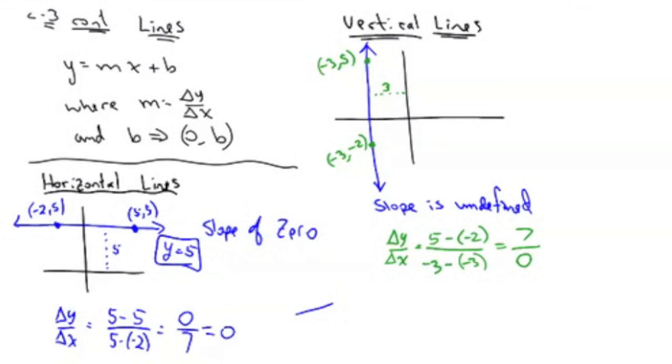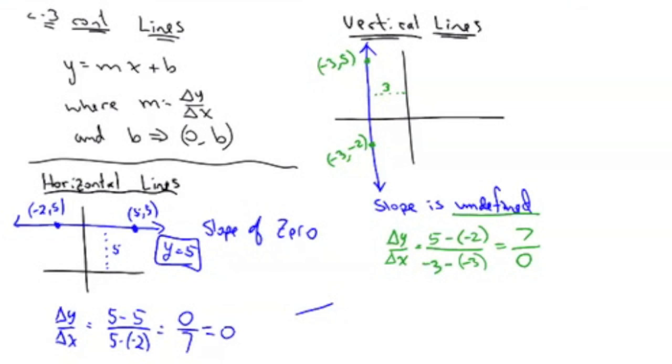No solution. It's undefined. No solution is also no real number associated with it. But it's better just to say undefined and be done with it. So that's why we call this an undefined slope, and horizontal lines are defined slope of 0.